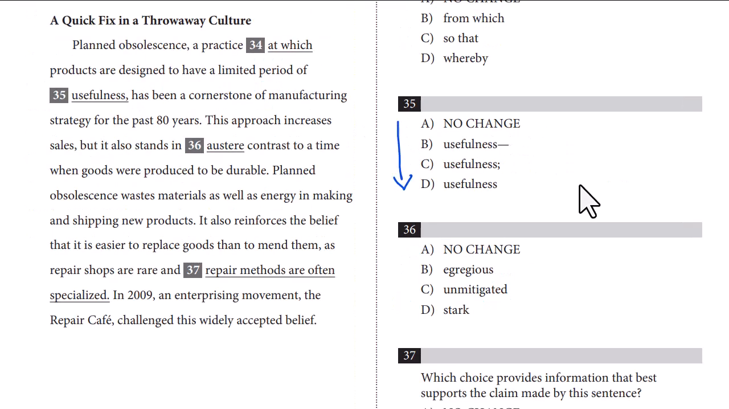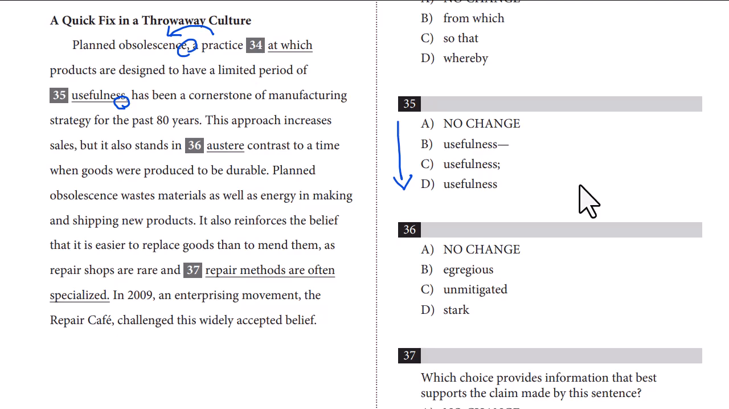35. Okay, so if I look down here, long dash, semicolon, no punctuation or a comma, this is going to be a correct combination of clauses type question or run-on sentence question. So let's take a look. Planned obsolescence, a practice at which or by which products are designed to have a limited period of usefulness, has been, okay, this looks simply to be a dependent clause in the middle of the sentence. Modifying planned obsolescence. It's telling us what planned obsolescence is. It's a practice by which products are designed to have a limited. So I could pull this out then, which means planned obsolescence has been a cornerstone of manufacturing.